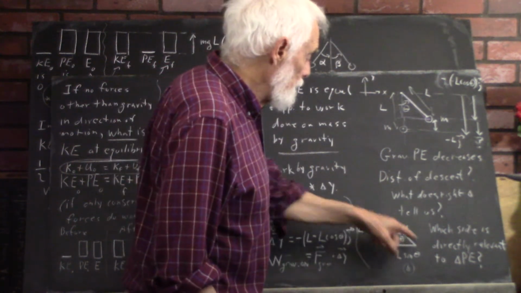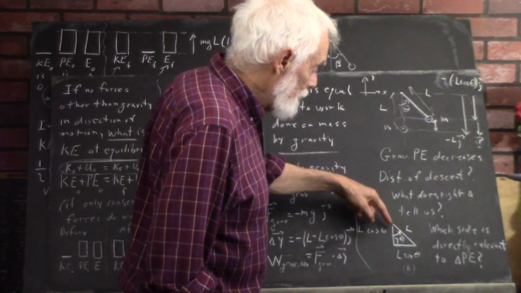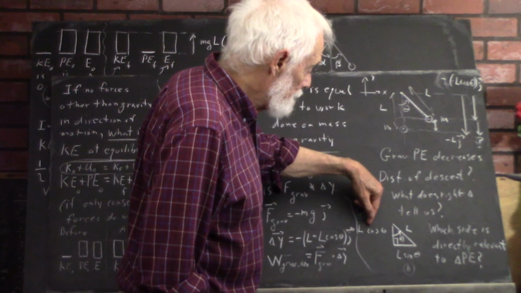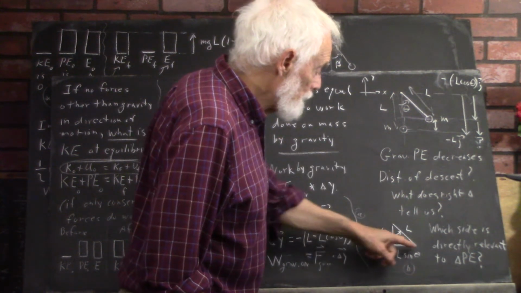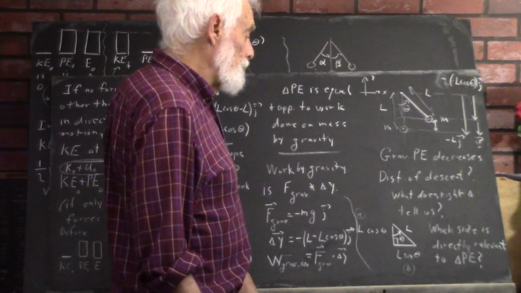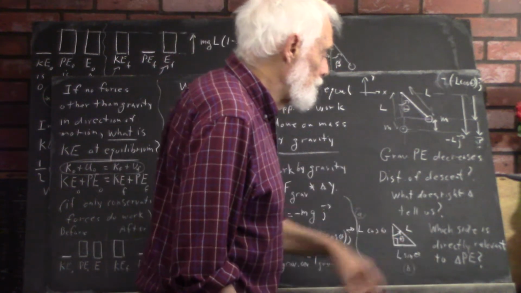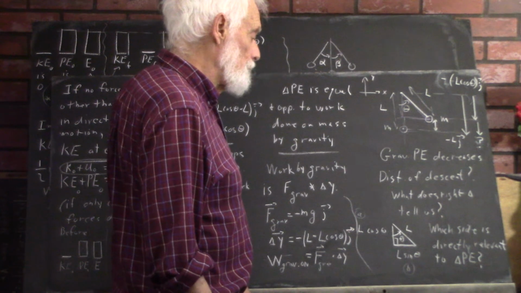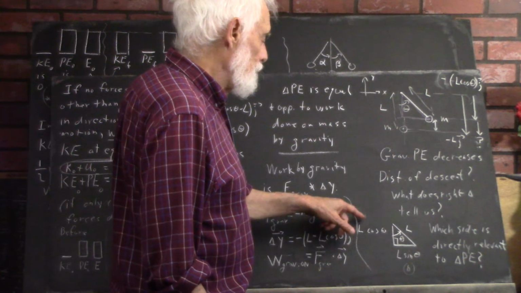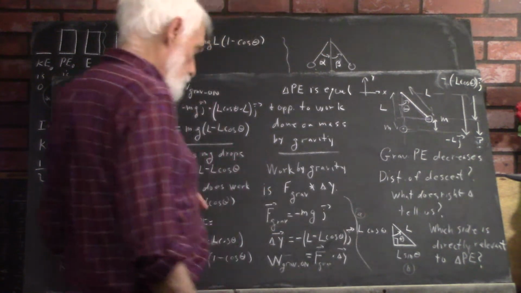Anyhow, here it is. Angle here is theta, here's L. This side is adjacent to the angle, so that's L cosine theta. This side is opposite the angle, that's L sine theta. So, I asked which side is directly relevant to the change in potential energy. And I think everybody told me you had choice A or B, that it was choice A, so that's pretty good.